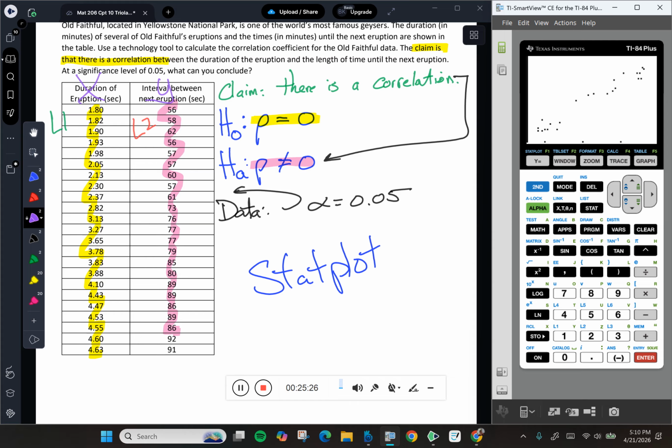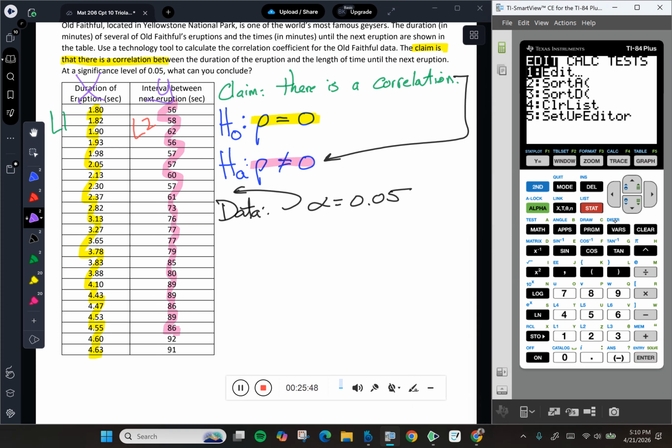Now I'm looking at that and I'm seeing a fairly linear kind of pattern to this. It's not perfect, but remember, it's not supposed to be perfect. It's just supposed to be reasonable. So I'm liking what I'm seeing. I think we should continue with this hypothesis test. It looks pretty linear. Let's run the test.